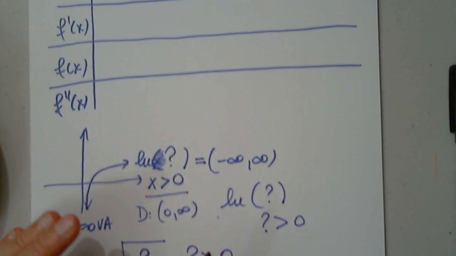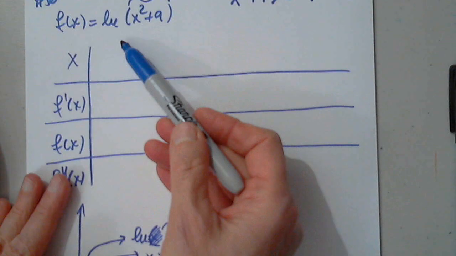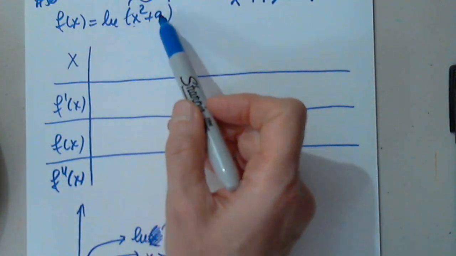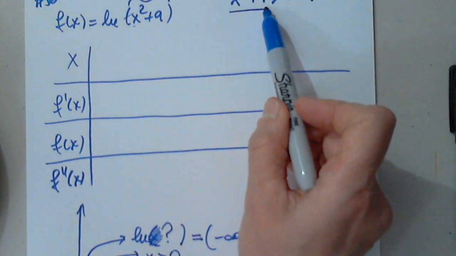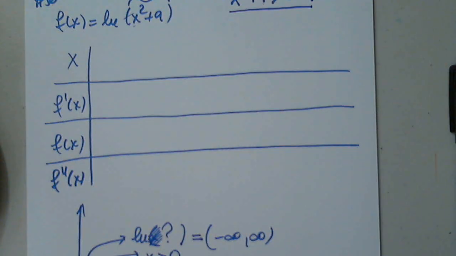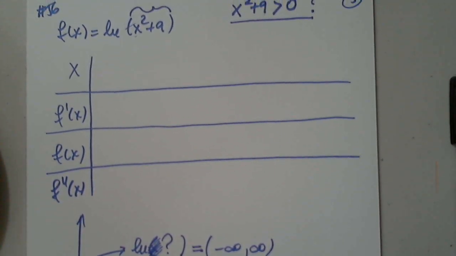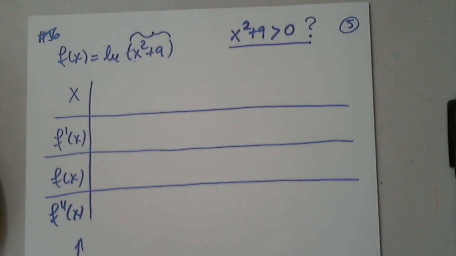So coming back to our function, this expression has to be greater than 0. But do I have to write that x squared plus 9 has to be greater than 0? Anyone? It will automatically be. Absolutely.